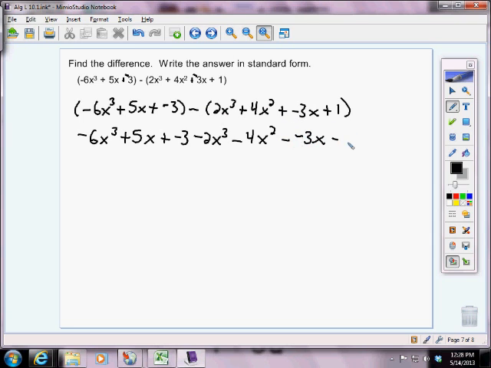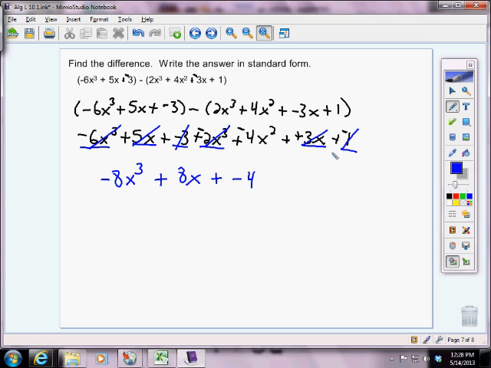And I'm subtracting 1. Now if you go through and change all subtraction to addition, keep, change, change, keep, change, change, keep, change, change, and keep, change, change, we can just combine our like terms because now it's addition. Negative 6x to the third, we have a negative 2x to the third. Negative 6 plus a negative 2 is going to be a negative 8x to the third. 5x plus 3x is 8x. Negative 3 and negative 1, that's going to be a negative 4.